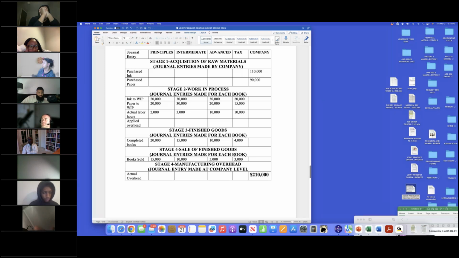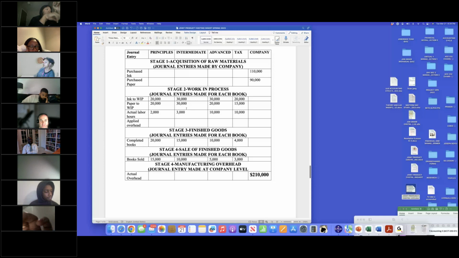Those journal entries have to be posted to the ledger. And once that's done, then the work is finished on each book. So you get that done and send your information to the team leader.